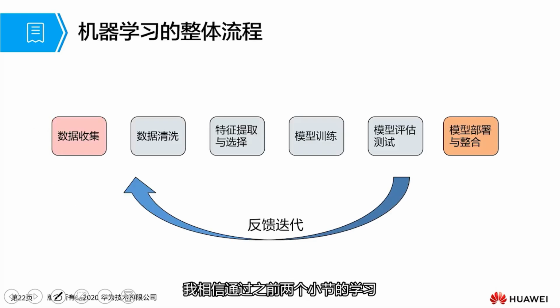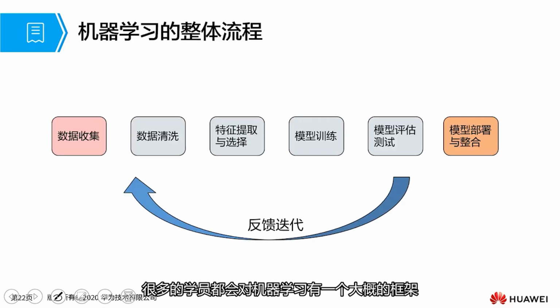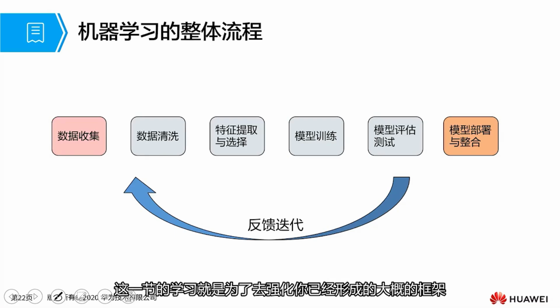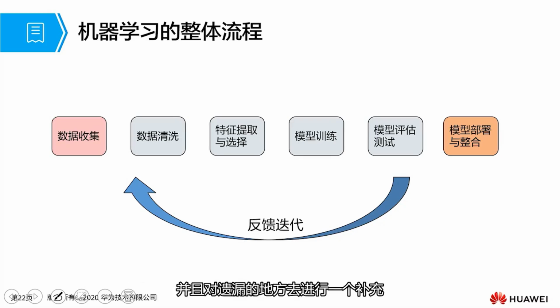I believe that through the study of the previous two sections, many students will have a general framework for machine learning. So this section of study is to reinforce the general framework you have already formed and make up for the missing parts. The overall process of machine learning is the several parts listed on this slide: data collection, data cleaning, feature extraction and selection, model training, testing and evaluation, and final deployment and integration.